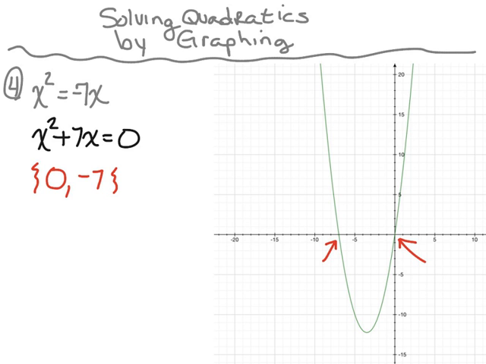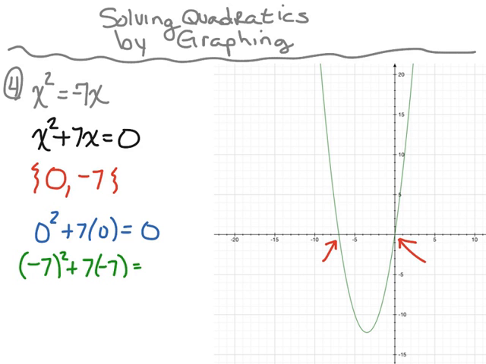Once again, all this means is if I replace each of the x's with a 0, I should end up with an answer of 0. Same thing is true with -7. If I replace each of the x's with a -7, I should end up with an answer of 0. So again, the two solutions to this quadratic are 0 and -7.